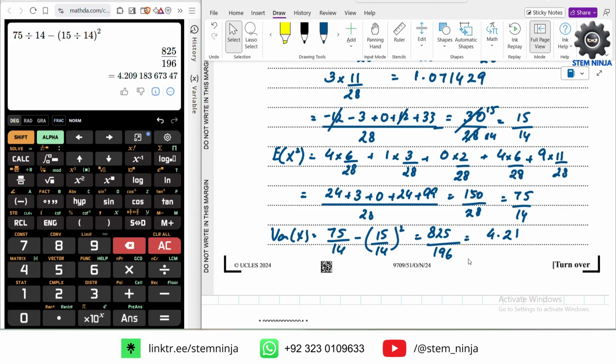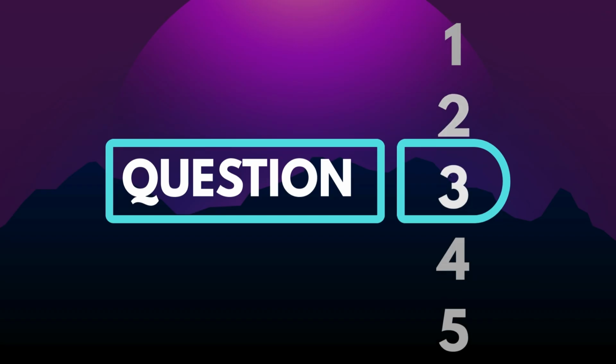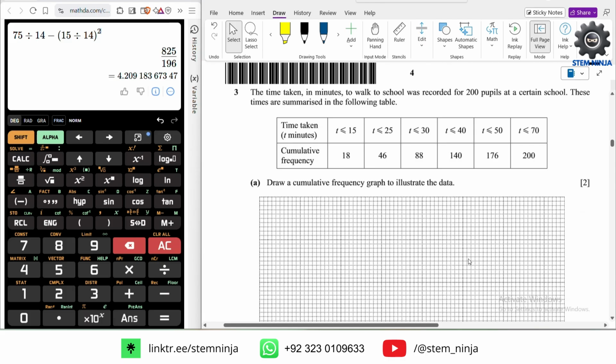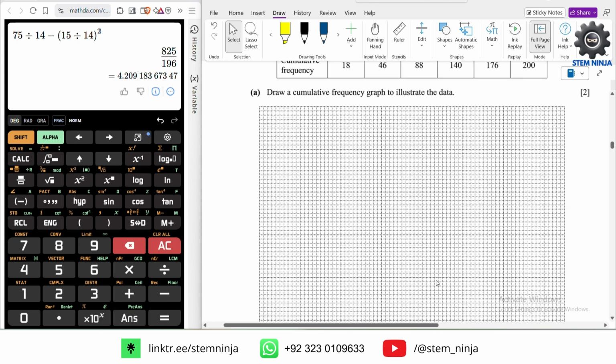Let's move on to question number 3. Question number 3. The time taken in minutes to walk to school was recorded for 200 pupils at a certain school. These times are summarized in the following table. Draw a cumulative frequency graph to illustrate the data.